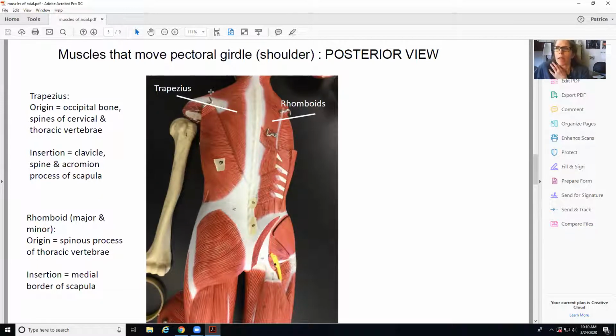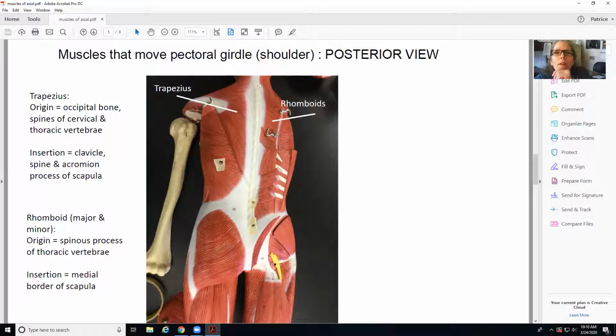So you actually can elevate, you can depress, you can extend the shoulder with this trapezius. It has a number of actions. Remember, you just have to pick one, all right? As well as if there's a number of different origins and insertions, pick the one you remember.